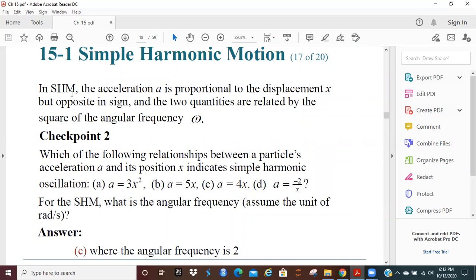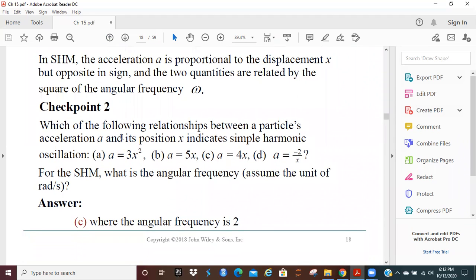So in simple harmonic motion, SHM, the acceleration is proportional to the displacement x, but opposite in sign, and the two quantities are related by the square of the angular frequency. So checkpoint 2: which of the following relationships between a particle's acceleration and its position indicates simple harmonic motion? So for simple harmonic motion, what is the angular frequency? The relationship is going to end up being C, where the angular frequency is 2, because 2 squared is going to give you 4.